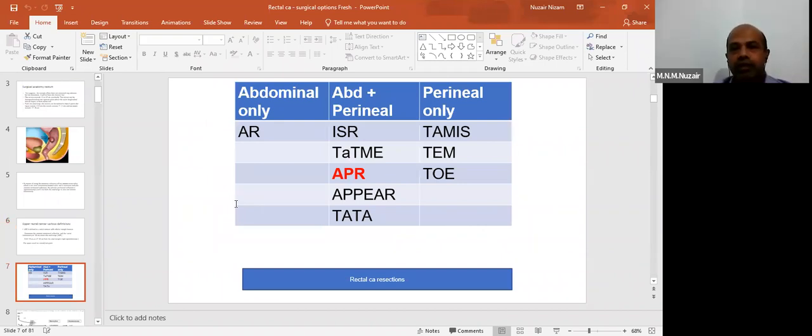So the options for rectal carcinoma resection: you can operate only through the abdomen, which is called anterior resection. Another option is only through the perineum, where you can use various methods called TAMIS, TEM, or TEO. Or it can be abdomen plus perineal, where you operate both from the abdomen as well as from the perineum. Some of these procedures are sphincter saving, while APR is not a sphincter saving procedure.